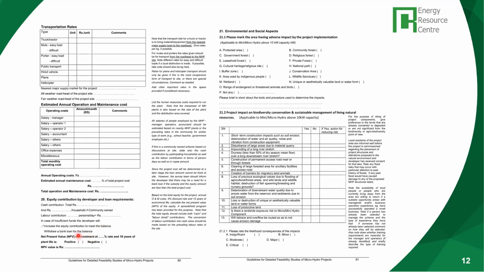Okay, what will be the total contribution by the developer and how much will be a loan. Then based on that, you do a financial model, and then you provide the different model outputs: the financial returns, rate of returns, the net present value, and other financial details. Then we look at the environmental and social aspects.